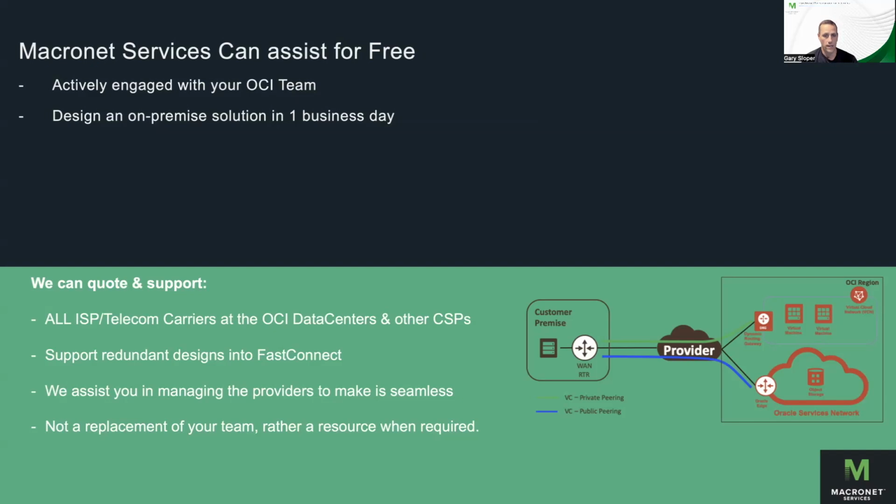We can support redundant designs as well. So if you want to connect an HA pair to build that N+1 redundancy from your data center into Oracle, we certainly can do that. It's obviously an added cost that you have to procure with the carriers, but we'll help negotiate that pricing down for you. We can also assist with those providers as part of the project management once you place the order.